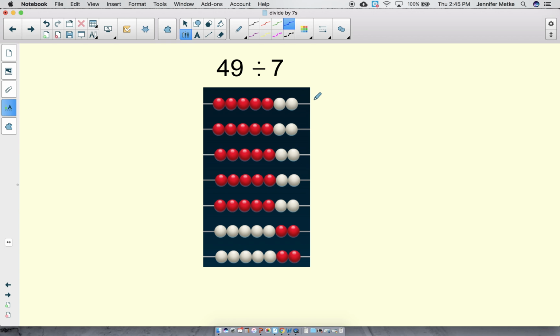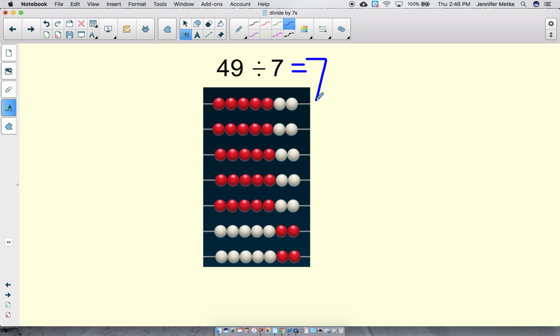So I'm going to skip count by sevens and I'm keeping track on my fingers. 7, 14, 21, 28, 35, 42, 49. So I kept track and I can see that there are 7 groups of 7. So I know 49 divided by 7 is 7.